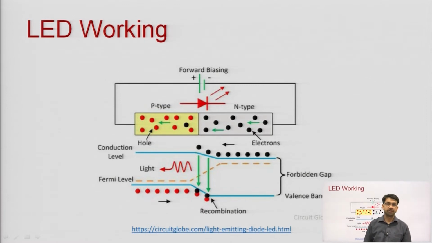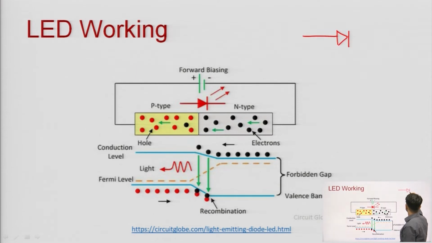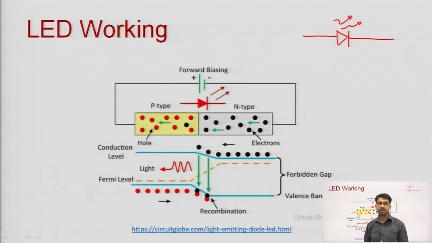Let us discuss the working of LED through this diagram. This is the symbol of LED: a PN junction diode with two arrows showing that the light is coming out. This is p type material, this is n type material. In p type material, holes are in majority, and in n type material, electrons are in majority. These red dots are holes and these black dots are electrons.